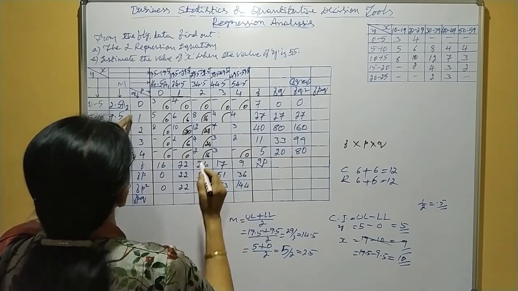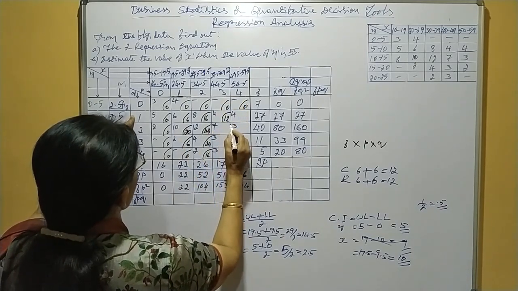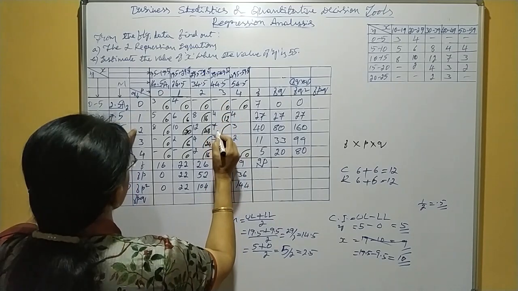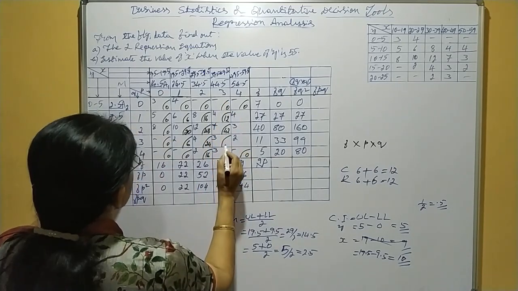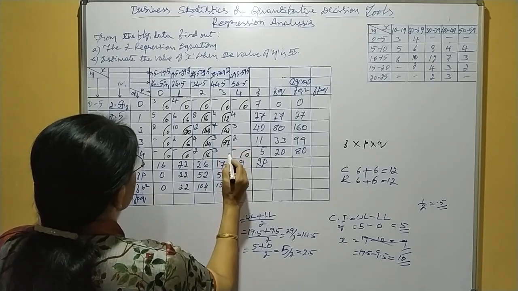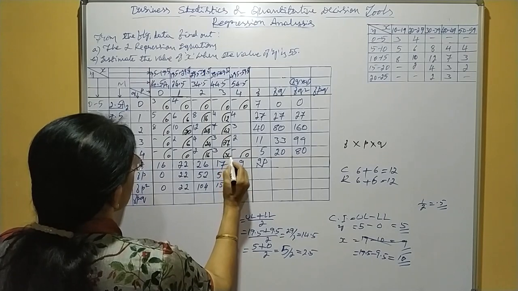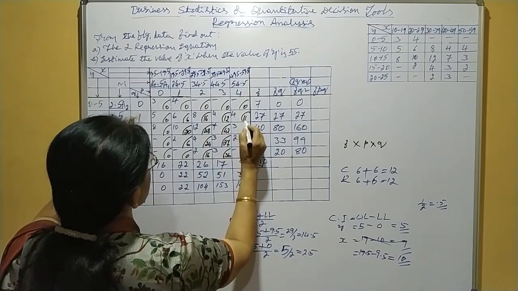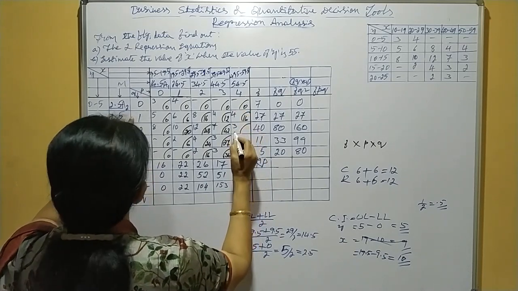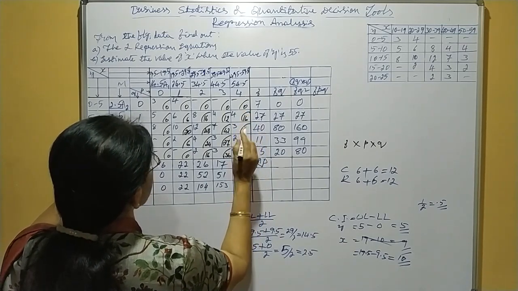Okay, next column. 3 4 are 12, 12 1 are 12. 3 7 are 21, 21 2 are 42. 3 3 are 9, 9 3 are 27. 3 3 are 9, 9 4 are 36. Next one. 4 4 are 16, 16 1 are 16. 4 3 are 12, 12 2 are 24.